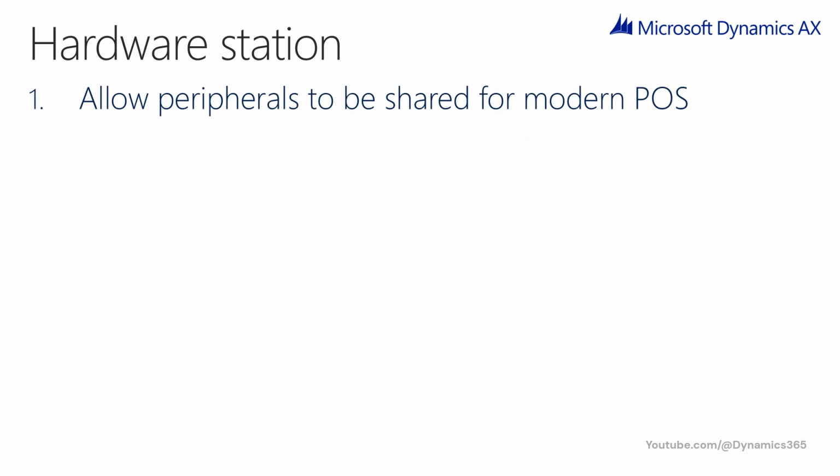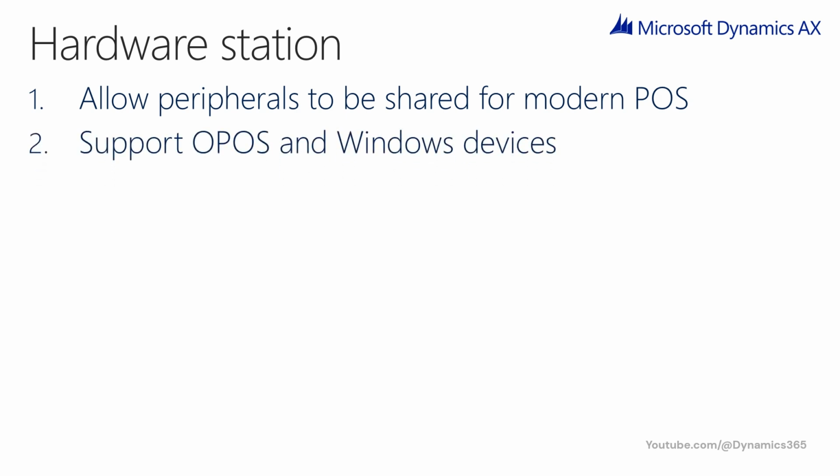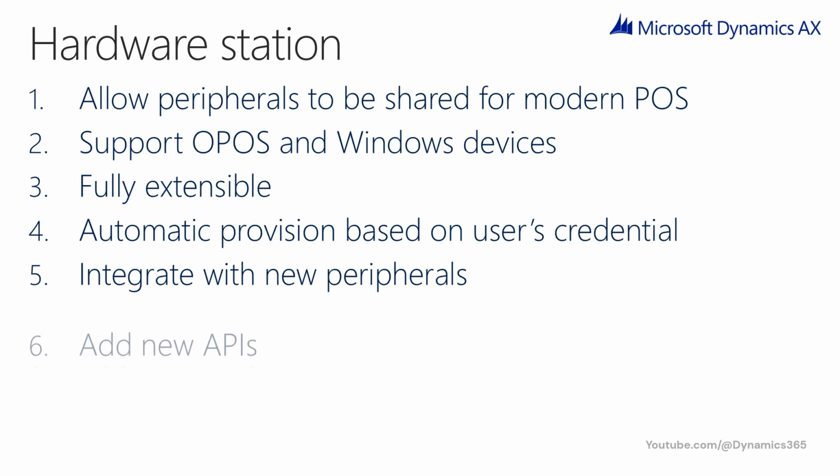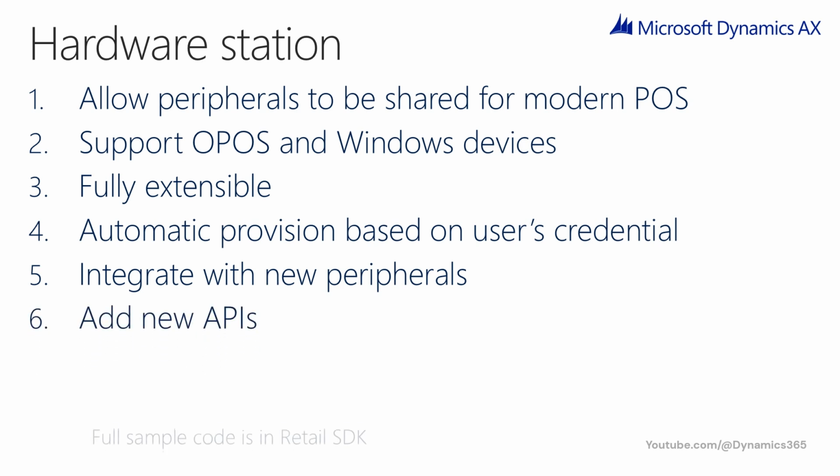Hardware station is one of the new features in R3. It is used as a common API to connect to all hardware peripherals and remotely send commands to them. Following is the list of features of hardware station. Allow peripherals, which include printer, cash drawer, pin pad and scale, to be shared for modern POS. Support OPOS on Windows devices. Fully extensible. Automatic provision based on user's credential. Integrate with new peripherals. Add new APIs. Full sample code is available in the Retail SDK.